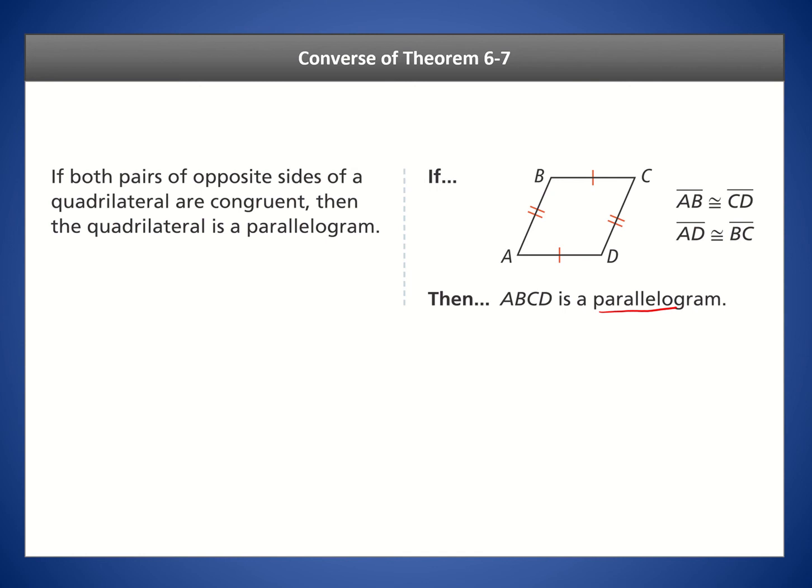So if you have a parallelogram and you know that this side is 5, then the opposite side is also 5. If this were 3, then the opposite side would also be a length of 3. Now, theorem 6.7 stated that if you had a parallelogram, that this was the case. Now, for the converse, we're stating that if the sides have this property, then that means that the sides themselves are parallel, and therefore we have a parallelogram. So this is the reverse of what we had in that other theorem.